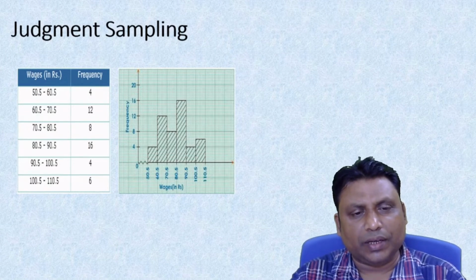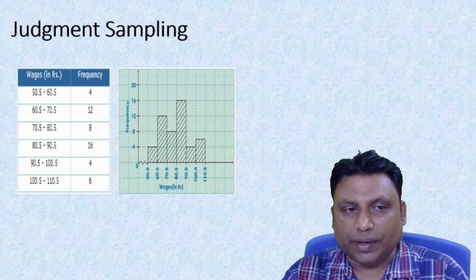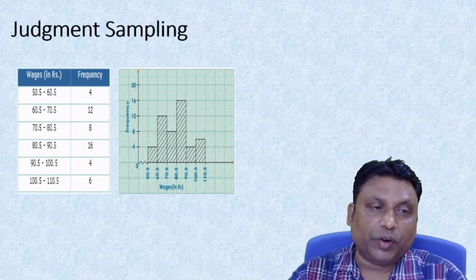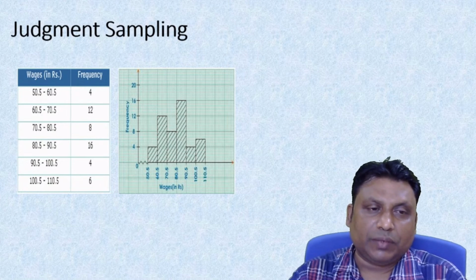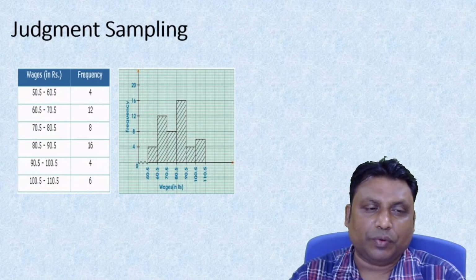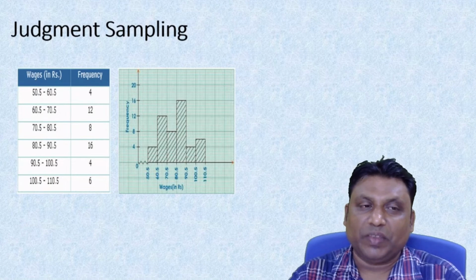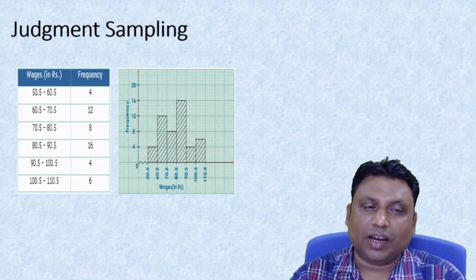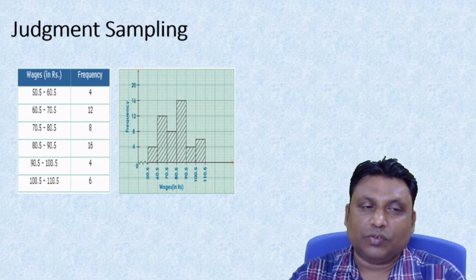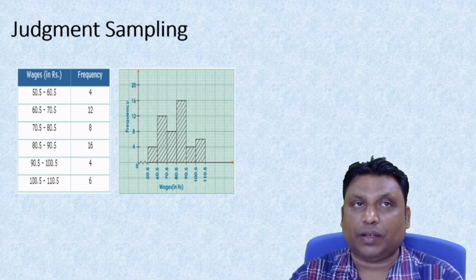From 0 to 50.5 there is no bar, because the data is not given. Data is given from 50.5 to 60.5. So make a bar for 50.5 to 60.5, 60.5 to 70.5 make a bar, 70.5 to 80.5 make a bar, 80.5 to 90.5 make a bar, similarly 90.5 to 100.5, and 100.5 to 110.5. When you are preparing the histogram, the interval should be the same. Yes or no? If one interval is 50.5 to 60.5, the second interval should start from 60.5.